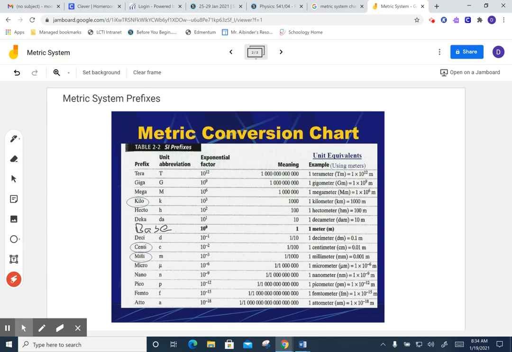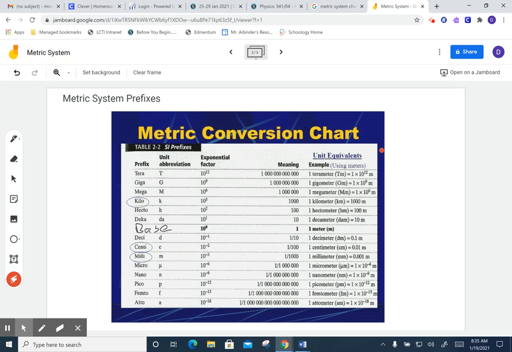Now, let's say the base unit is liters. Well, a deciliter would be 10 to the first liters. A kiloliter would be 10 to the third liters. A teraliter would be 10 to the 12th liters. Going the other direction, a centiliter would be 10 to the negative 2 liters. A microliter, this is the Greek letter mu, by the way. A microliter would be 10 to the negative 6 liters.